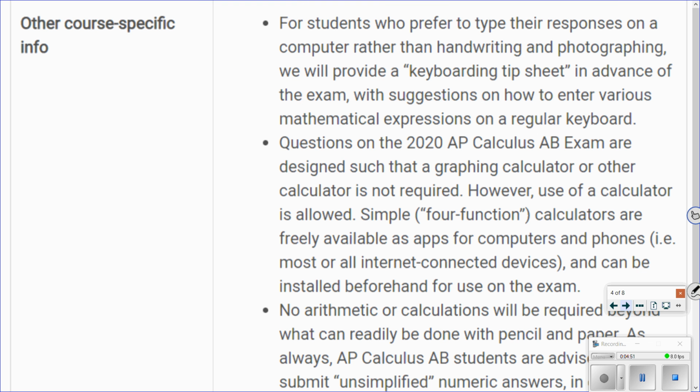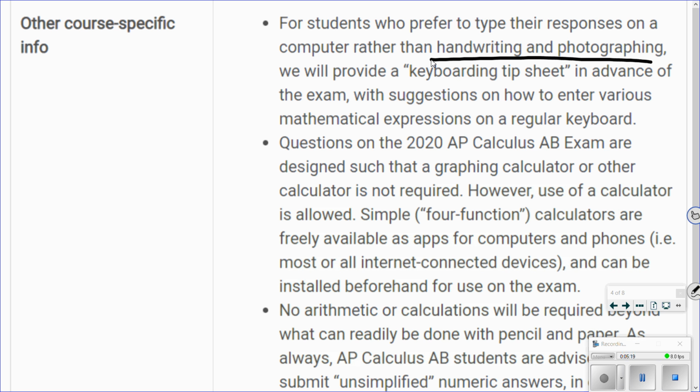It says that students who prefer to type their responses on the computer rather than handwriting and photographing will be provided with a keyboarding tip sheet in advance of the exam. So we'll talk to you about how you can put different mathematical expressions in on a regular keyboard. Again, if you want to do that, that's great. I would 100% do the handwriting and photographing. Just work it out on a piece of paper, take a picture, and send it in.